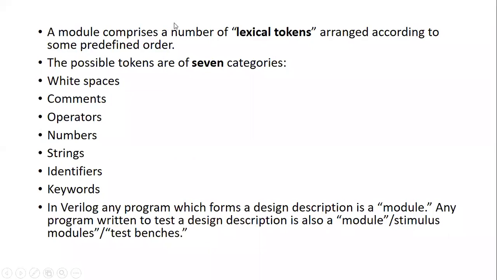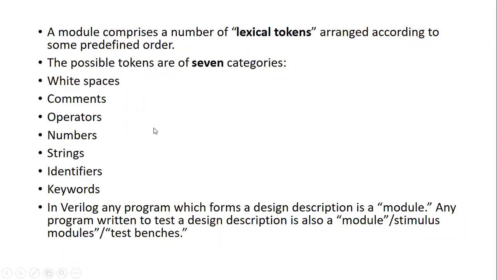Now a module will also comprise other elements which are known as lexical tokens. So what are the different lexical tokens available in Verilog? White spaces, comments, operators, numbers, strings, identifiers and keywords. There are 7 lexical tokens available in Verilog.